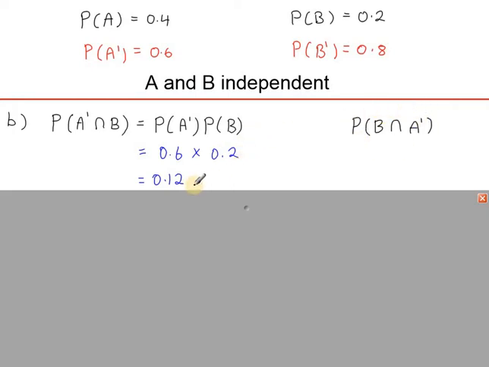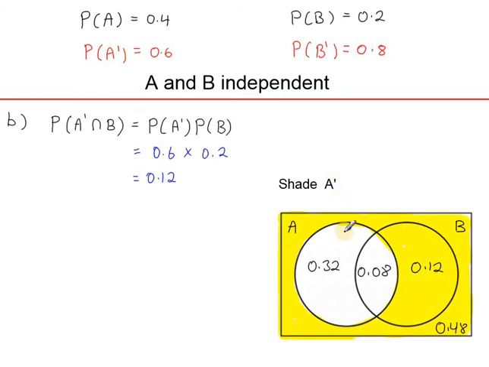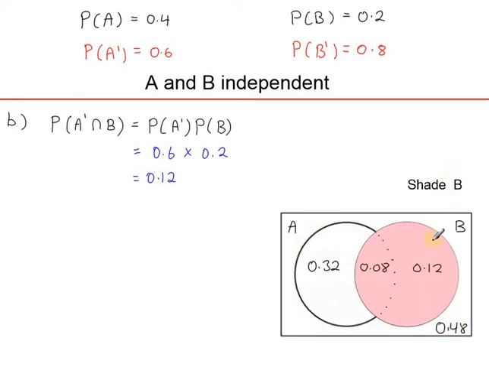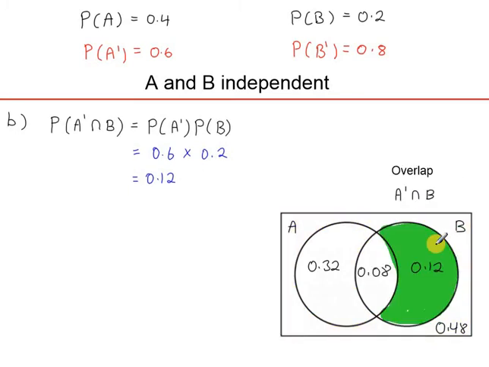On a Venn diagram, we're looking for the region that's A dash, so everything that's not in this circle, where that overlaps with everything that's in this circle. So everything not in A is shaded in yellow, everything in B is shaded, and we're looking for the region where the two overlap, so where this region overlaps with this region, and that's here, so 0.12.